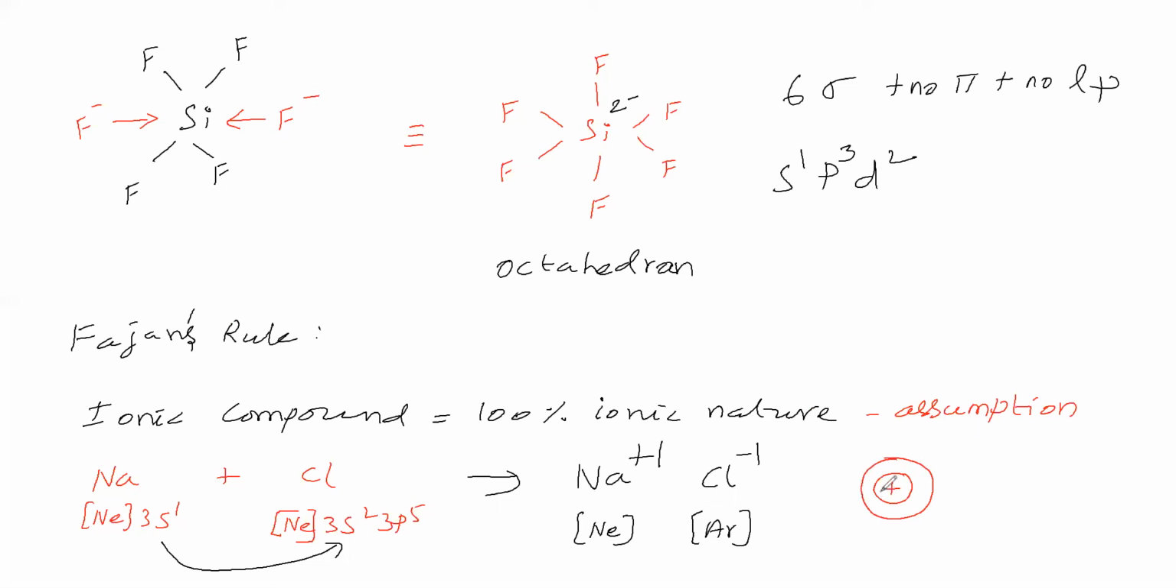Now, this configuration means 1s2, 2s2, 2p6. 1s is spherically symmetric, 2s is also spherically symmetric. 2p is not spherically symmetric; it is a dumbbell.